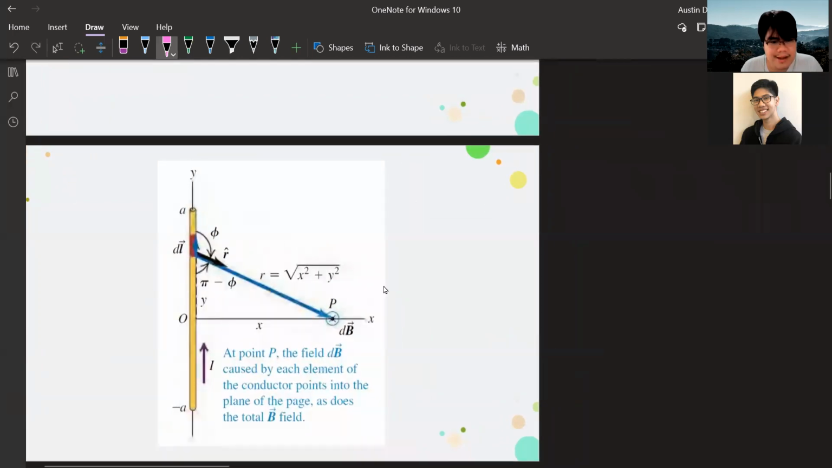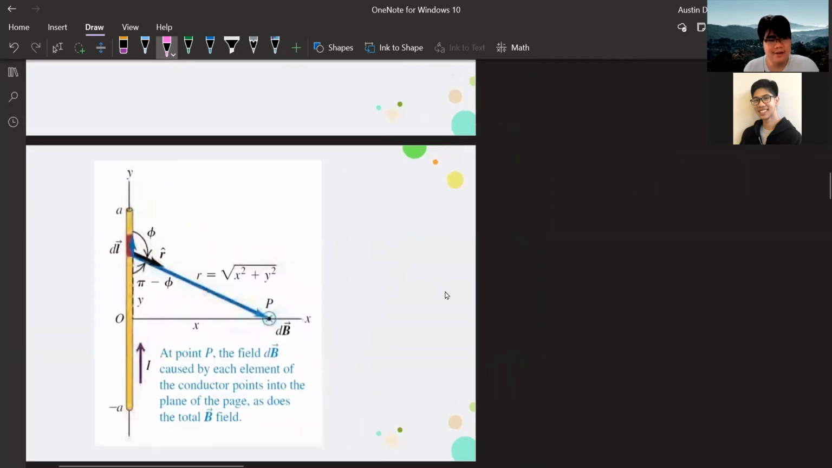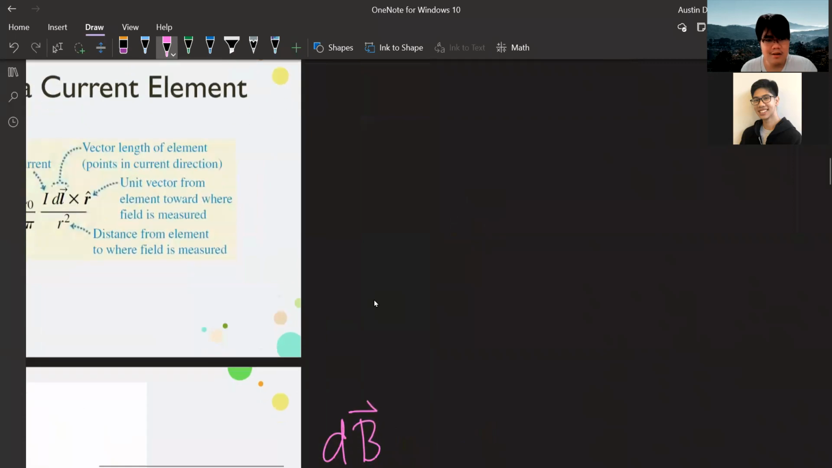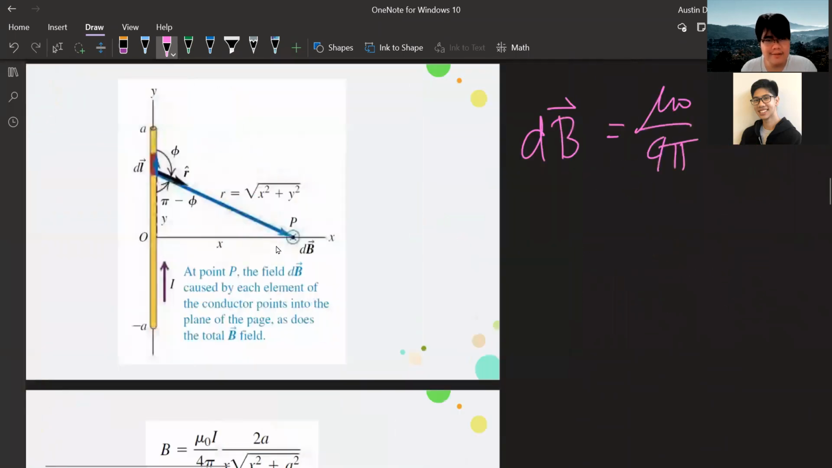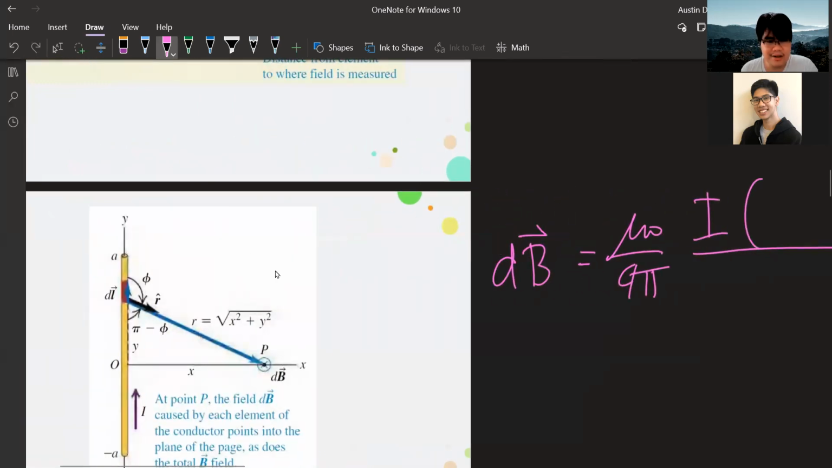Okay, so let's try this example. So, wala namang ganito sa exam, no? Pero, nice to know lang na kung ano man lalabas dito ayun yung mga ginagamit sa exam. Okay, anyway, moving on. dB must be equal to mu naught over 4 pi. And I is I, no? I talaga yan. Ang importante is makuha natin kung ano yung dL, tapos ano yung r.